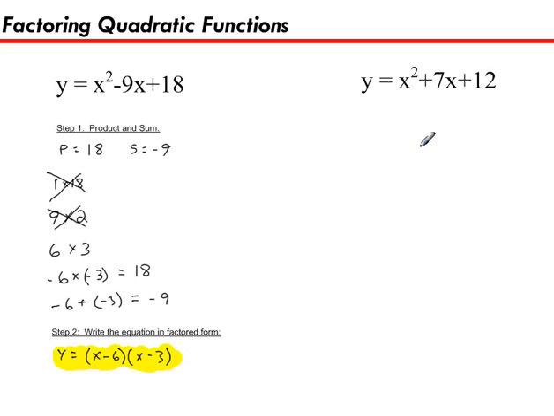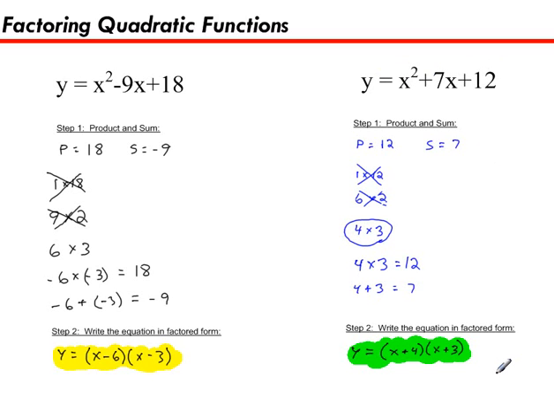How about you give it a try now? Here's your quadratic equation in standard form, and let's see if you can convert it to factored form using the steps I've showed you on the left. So try that one now. Your equation in factored form is y equals x plus 4 times x plus 3.